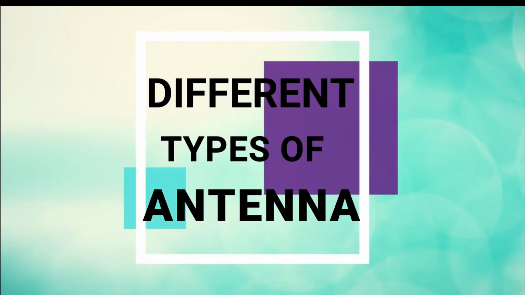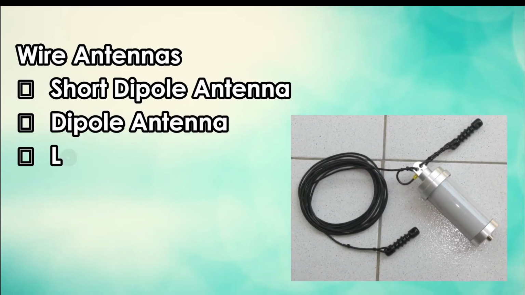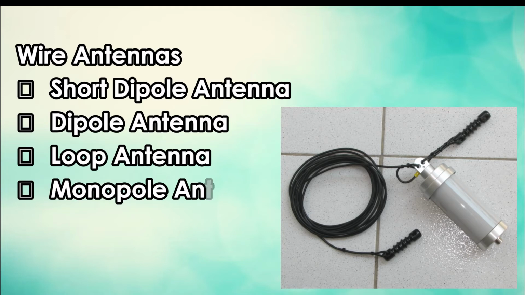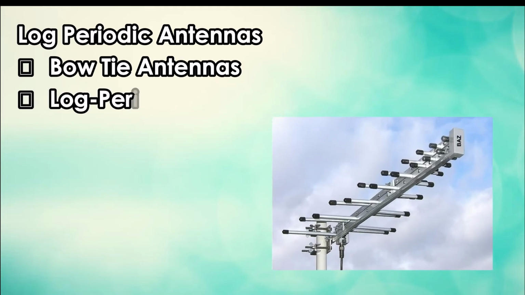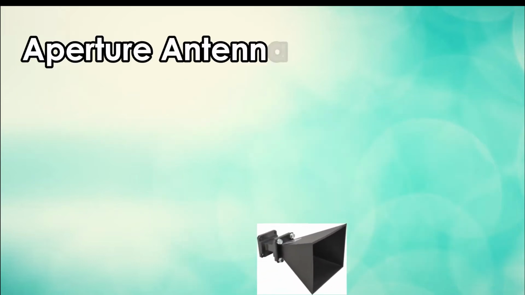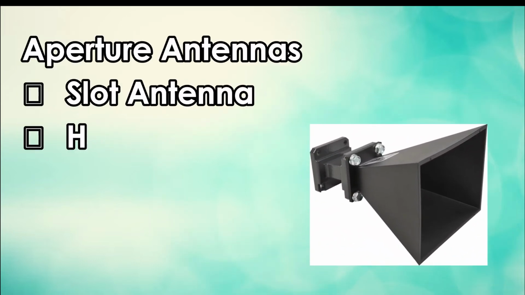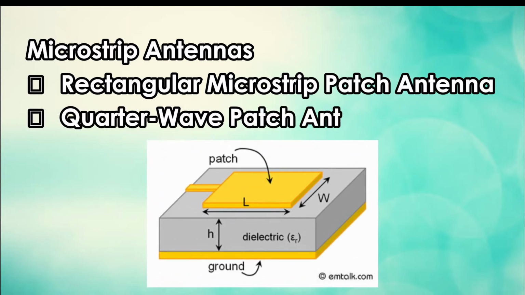Different types of antennas. Wire antennas: short dipole antenna, loop antenna, monopole antenna. Log periodic antennas: bow tie antennas, log periodic antennas, log periodic dipole array. Aperture antennas: slot antenna, horn antenna, microstrip antennas. Rectangular microstrip patch antenna, quarter wave patch antenna.